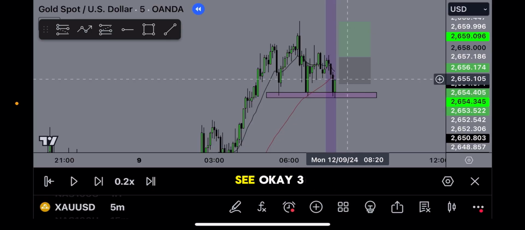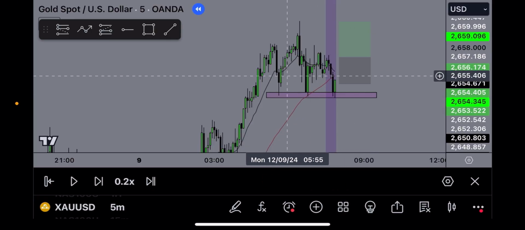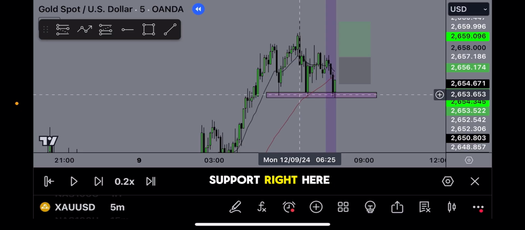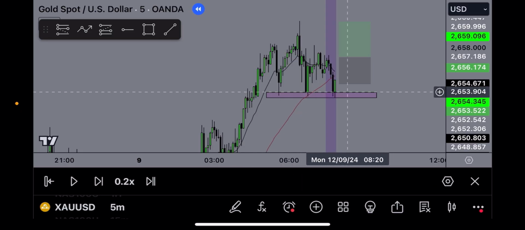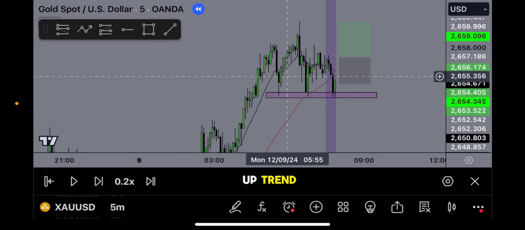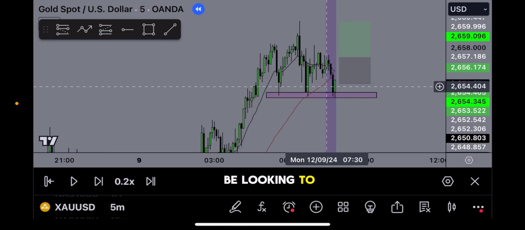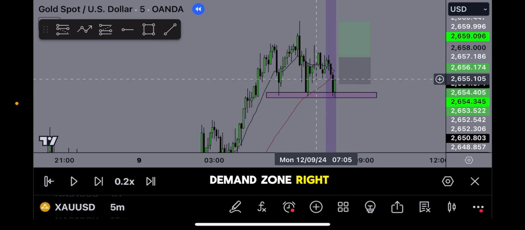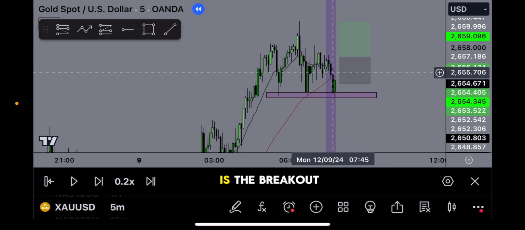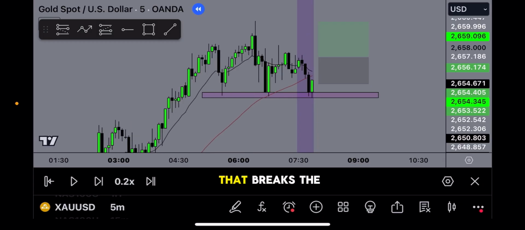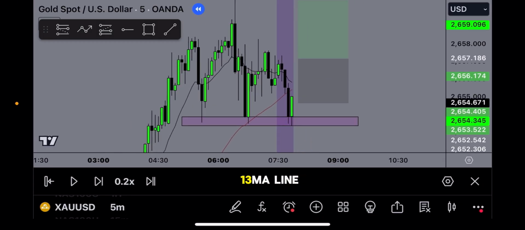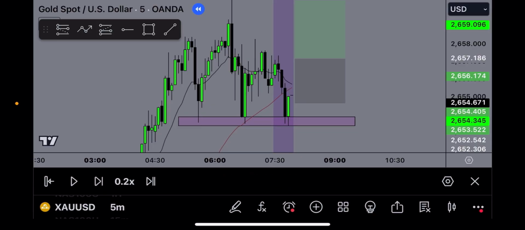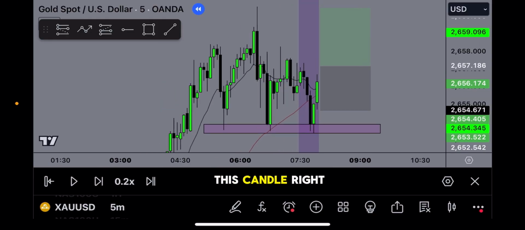So I already see, okay, 3 MAs are under us. We have a support right here that price keeps bouncing off from, and overall we're on an uptrend. So I'm going to be looking to buy. Since here there's not a clear demand zone, what I'm going to be looking for is the breakout candle, the next candle that breaks the 13 MA line and closes on the other side of it, I'll be getting in for buys. That was this candle right here.